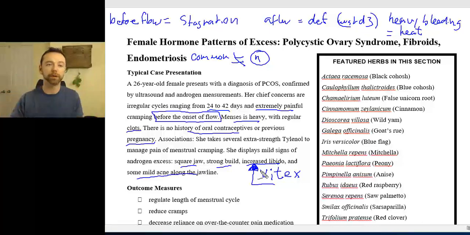So Vitex is a good choice there. When we've got deficiency, I'm not so sure Vitex is a great choice. And if you look at the common names of Vitex, monk's pepper, chasteberry, what do those names suggest?